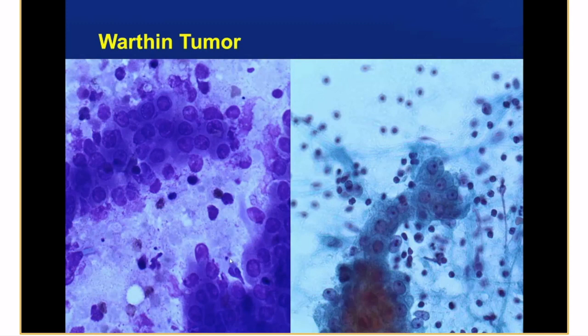So Wharton tumor, just to refresh your brain: the cells look identical to the cells in oncocytoma, and you have the lymphocytes in the background.